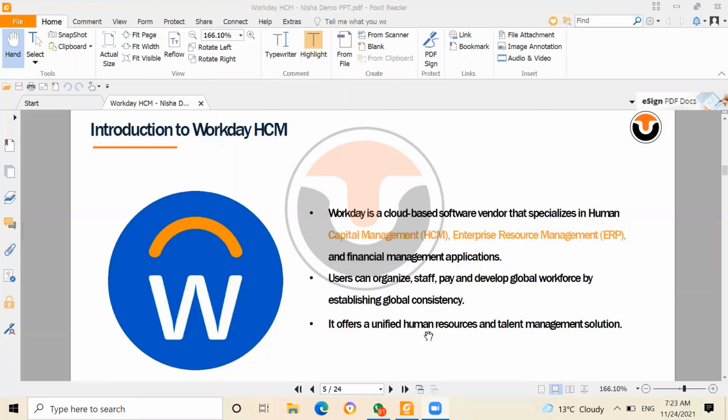It offers unified human resource and talent management solutions. Unified human resources means every submodule. This is technical language, so I'm telling you the meaning of it. Talent management solution: talent is what? Talent is your employees, your staff in a company, location wise, branch wise. There can be, say, 500 employees per branch, 1,000 or 2,000. It depends on the size of the company. So it offers a unified human resources and talent management system to configure the functionality and the everyday process.